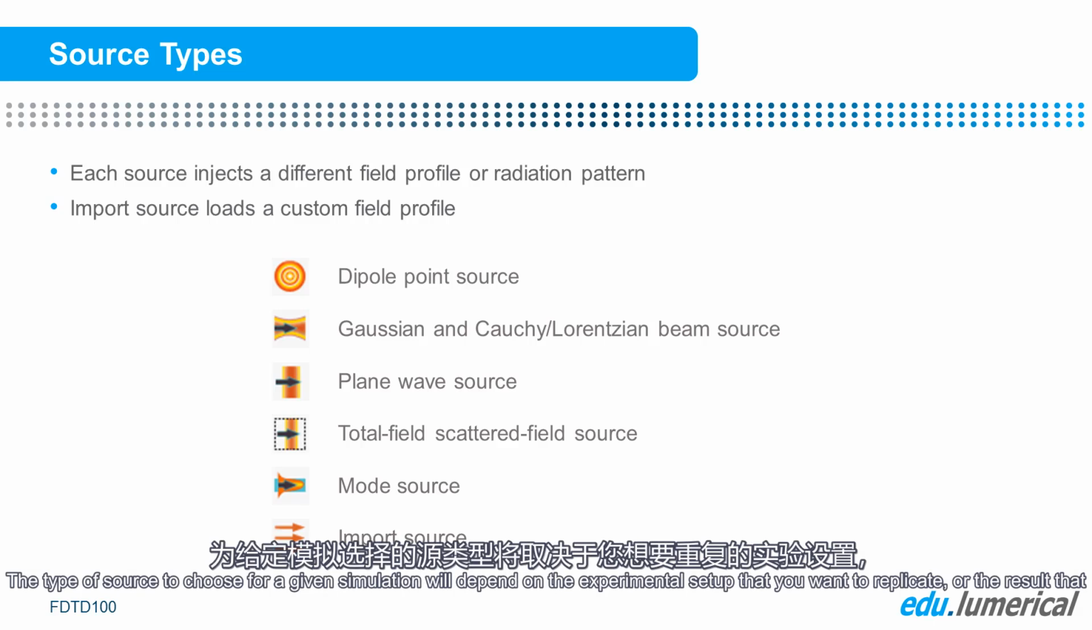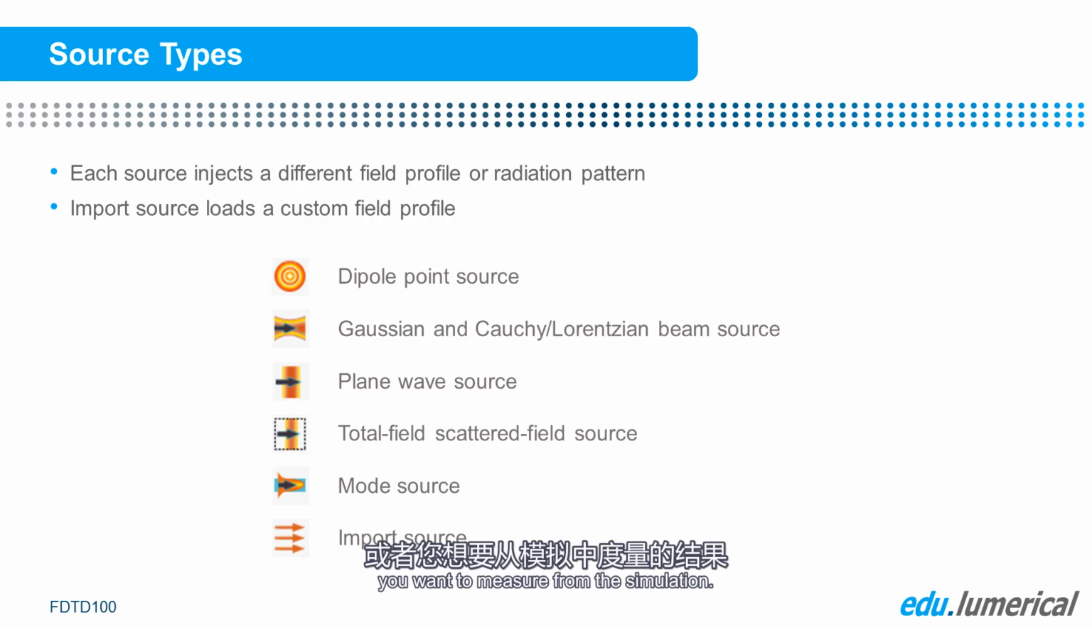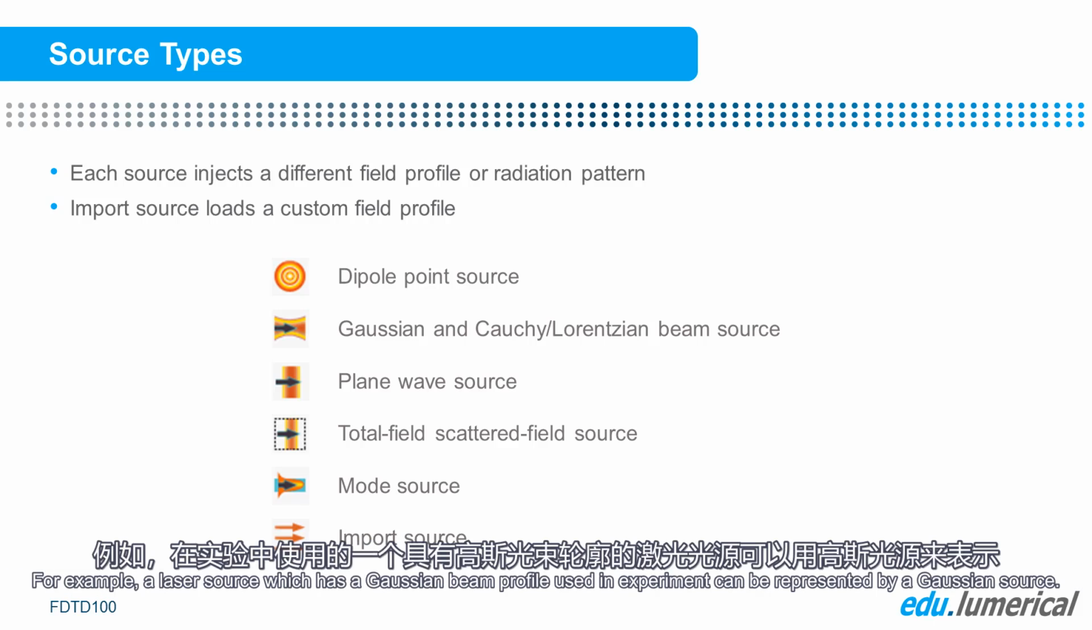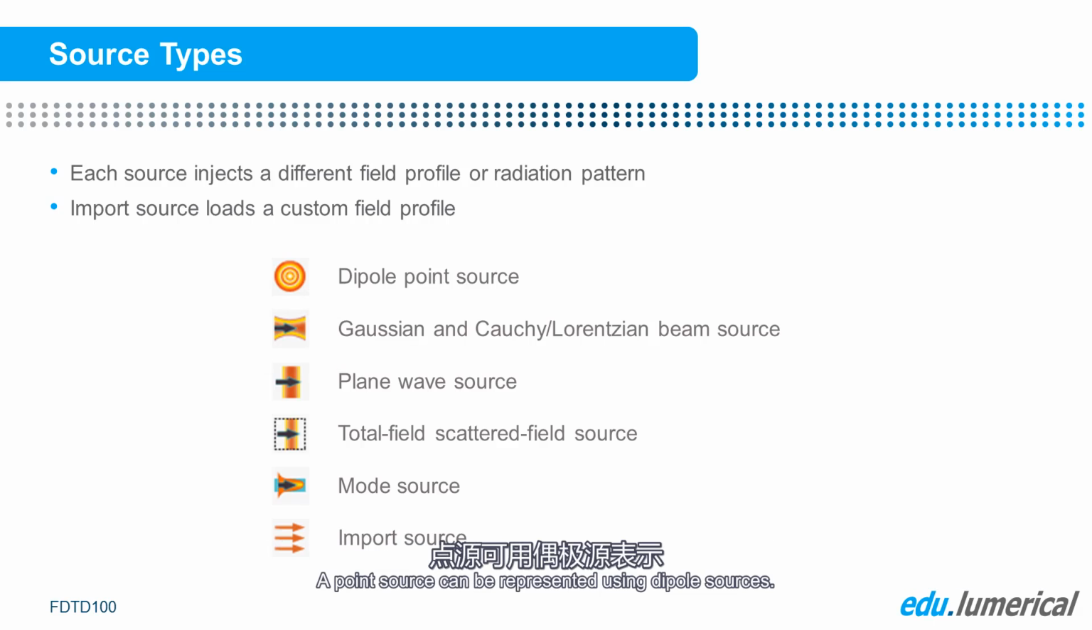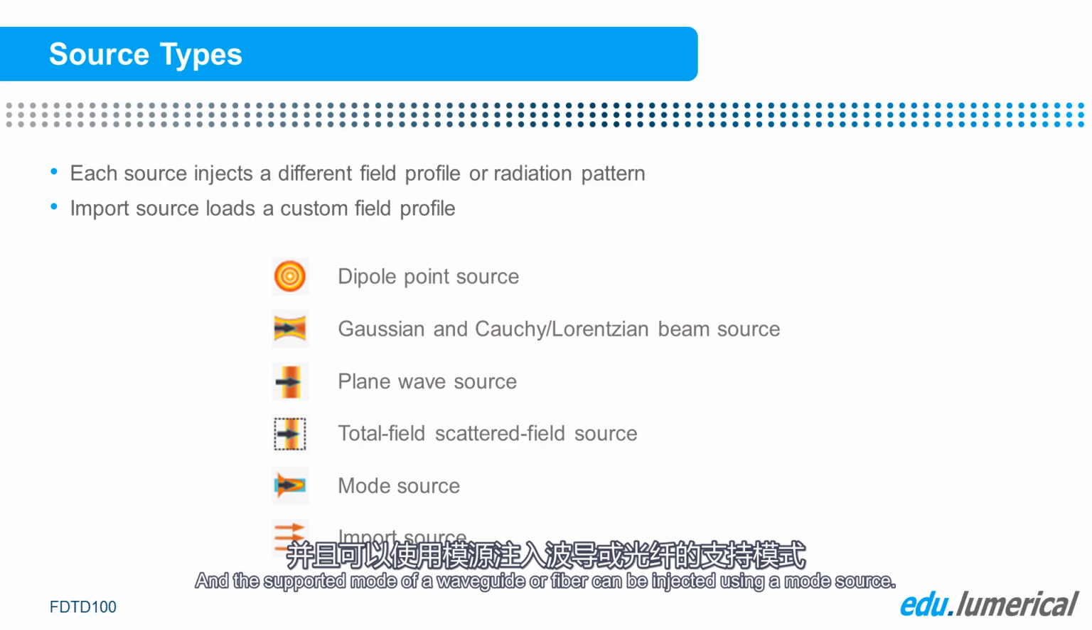The type of source to choose for a given simulation will depend on the experimental setup that you want to replicate, or the result that you want to measure from the simulation. For example, a laser source, which has a Gaussian beam profile used in an experiment, can be represented by a Gaussian source. A point source can be represented using dipole sources, and the supported mode of a waveguide or fiber can be injected using a mode source.